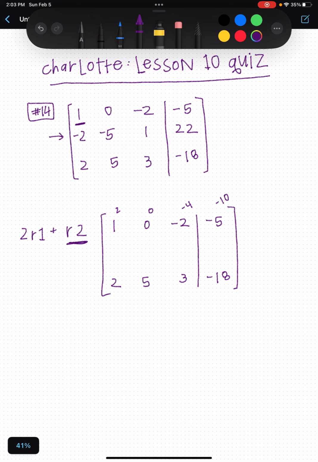So now I'm going to do this 2 plus this -2, which gives me 0. Now the next column, 0 plus -5, which gives me -5. Then I'd have -4 plus 1, which gives me -3. And then -10 plus 22, which gives me 12. Okay, cool. Not that you have to do this, but we don't need these little numbers up here anymore, and so I can just erase them.